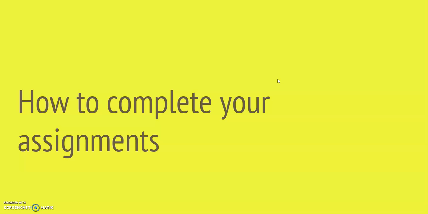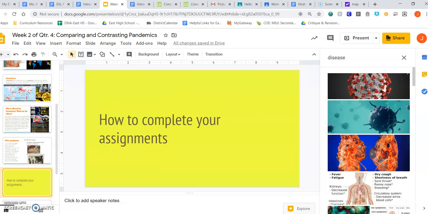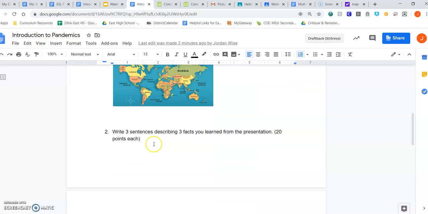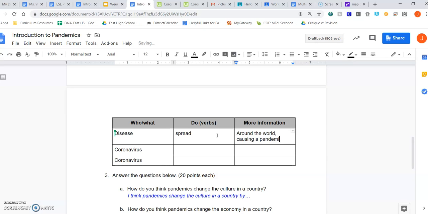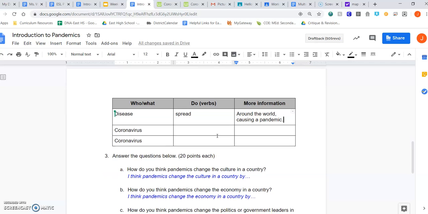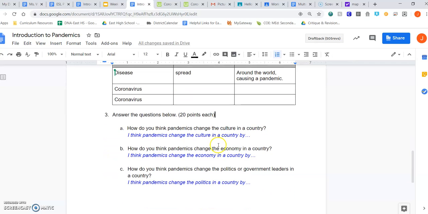Okay, so now I might go back and I think to myself, okay, so I could write a sentence about diseases, pandemics, or coronavirus. I can do any of those. So I think what I might put is diseases spread around the world causing a pandemic. I want you to write a different sentence on your own paper. So now I go down here.